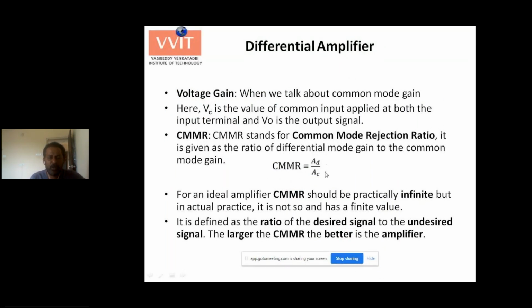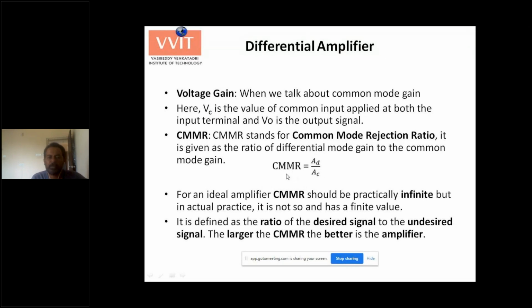This is a very, very important parameter. What is common mode rejection ratio? I should not get this term, AC, ideally it should be 0, but practically I'm getting some value, however small it may be, maybe 1 or 2, or maybe less than 1. What is AC? Common mode gain. What is AD? Differential gain. I must have this, and I should not have this.